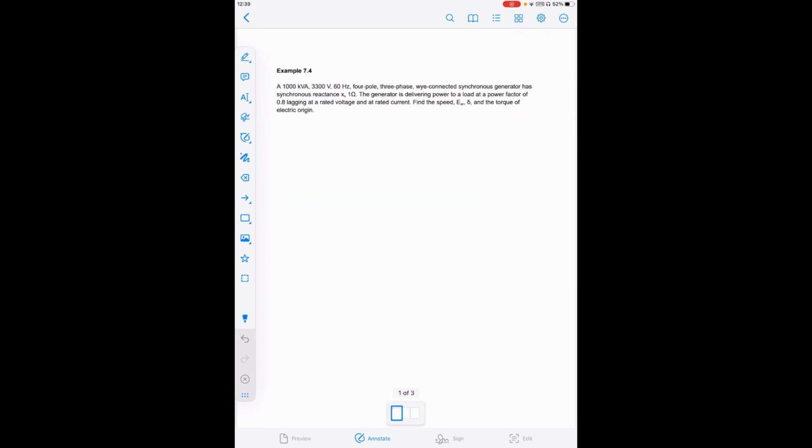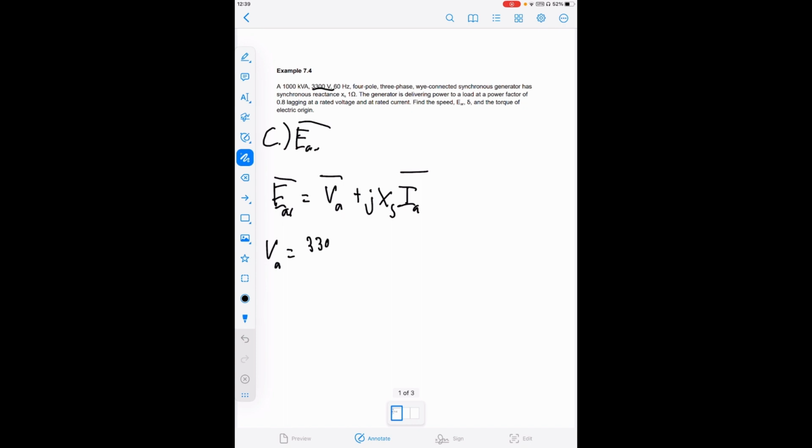So the next thing we're going to find is the excitation voltage. And to do that, we're going to use the following relationship. The excitation voltage is equal to VA plus jXs IA. VA, just like in three-phase power, is going to be equal to the total voltage, 3300 volts, divided by the square root of 3. And then we're going to say that this is the reference point for phasor notation, so it's just going to have an angle of 0.